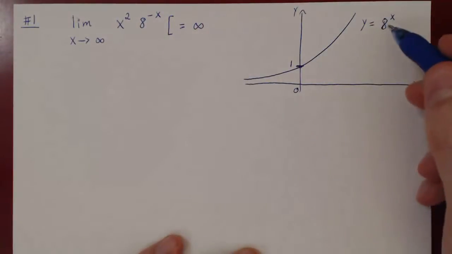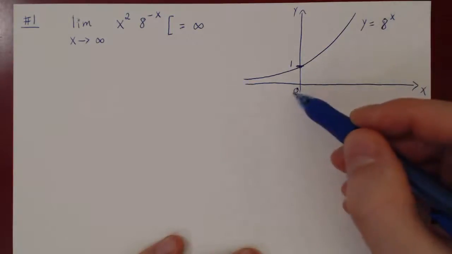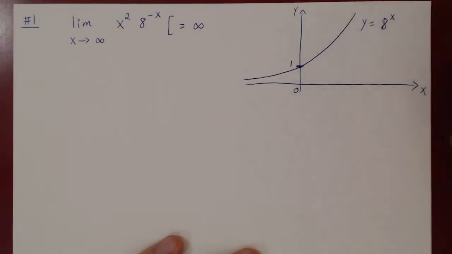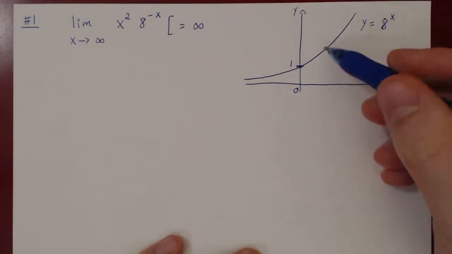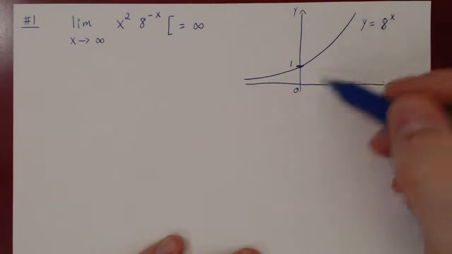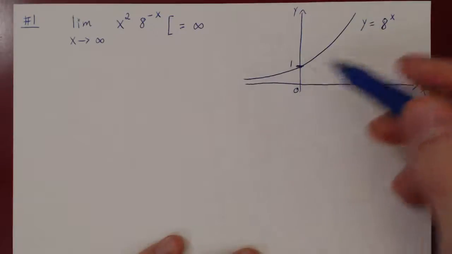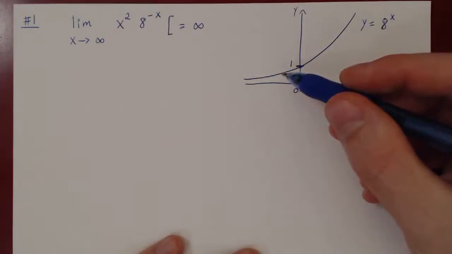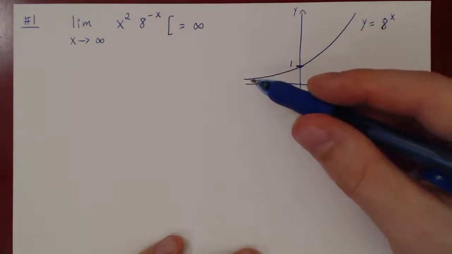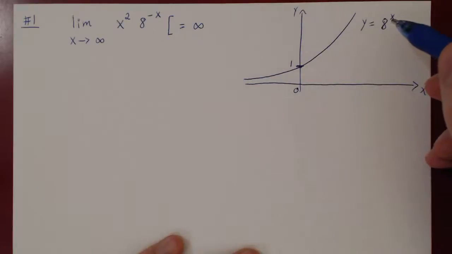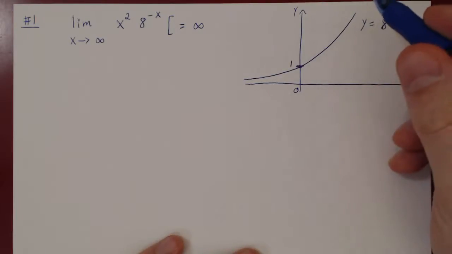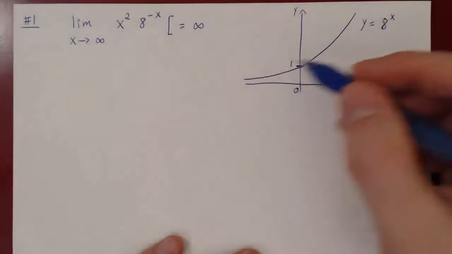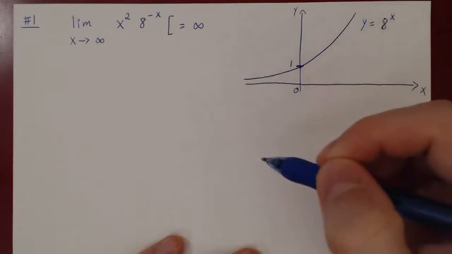Now here's the graph of 8 to the x, right? 8 to the 0 is 1. As x increases, 8 to the x becomes bigger and bigger. Think of it as 8 to the 1 is 8, 8 squared, 64, and so on. And when x is negative, 8 to the minus 1 is 1 over 8, 8 to the minus 2 is 1 over 64, and so forth. So as x goes to positive infinity, 8 to the x goes to positive infinity. But as the argument x goes to negative infinity, 8 to the x approaches 0.